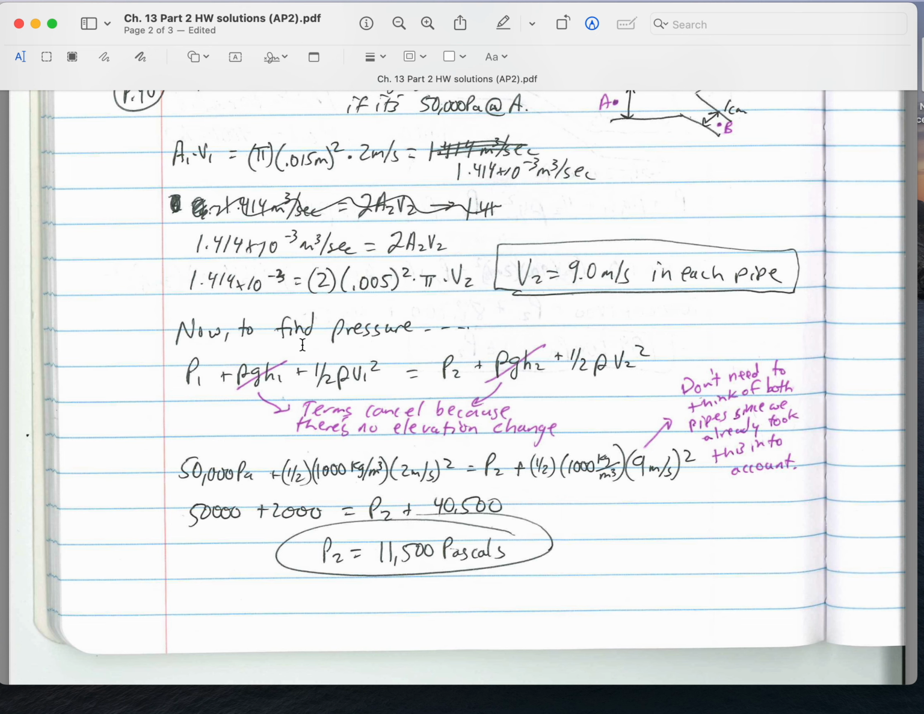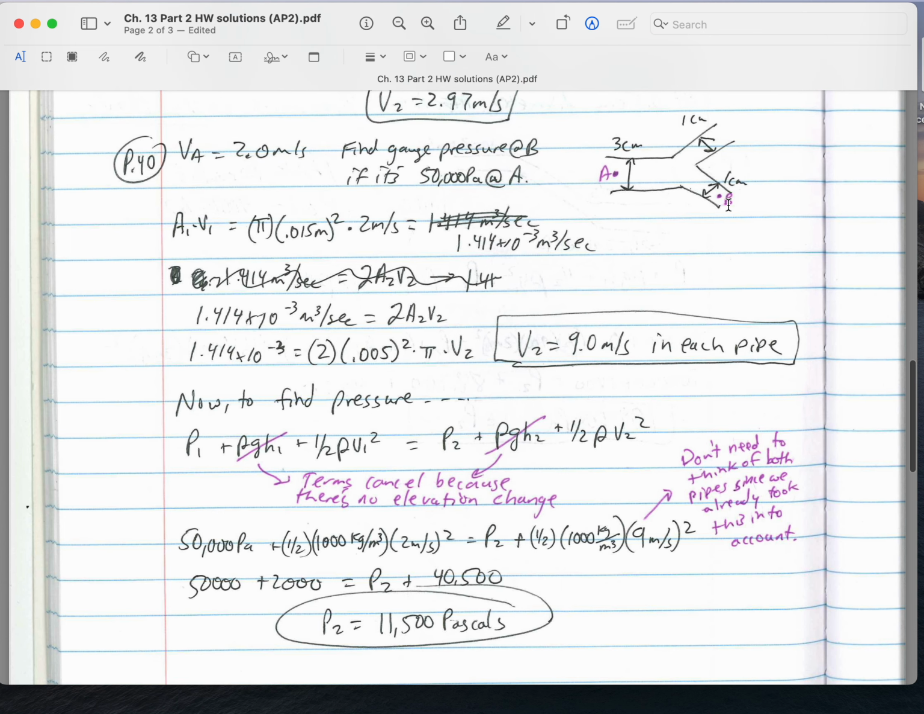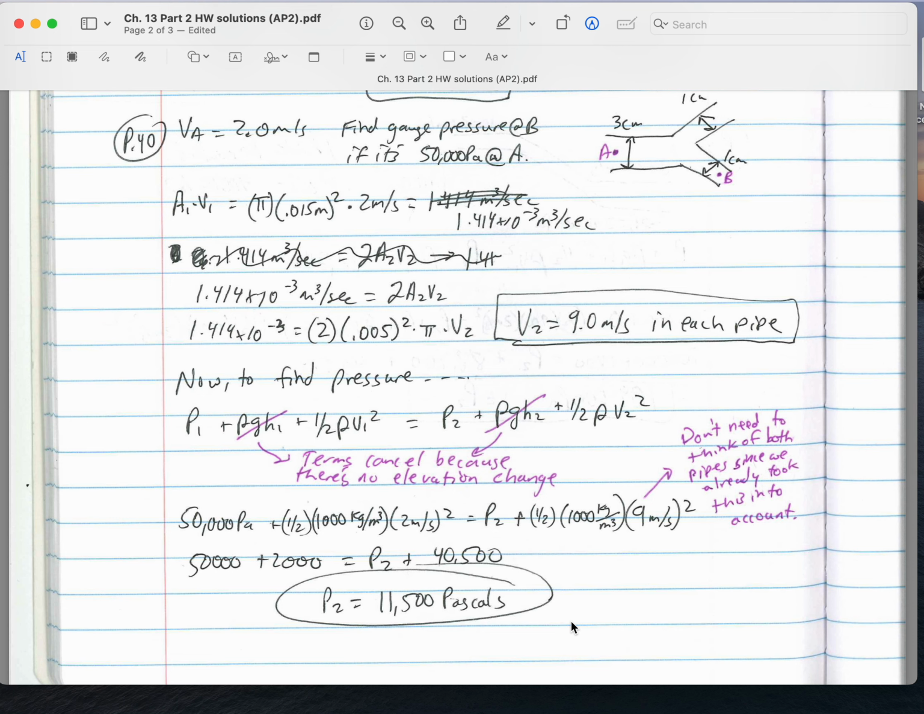Okay, so now to find the pressure at either these location A and B, I'm going to use Bernoulli's equation again. These are looking down from a top view on these pipes. There is no change in height, so that cancels out for each term. We don't need to think of both pipes at this point because we already took that into account when we found the speed. So we're just going to plug in 50,000 here at point A, 1/2 rho v squared equals P2 plus 1/2 rho v squared at point B, end up getting 11,500 pascals.